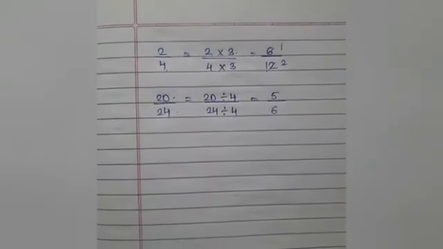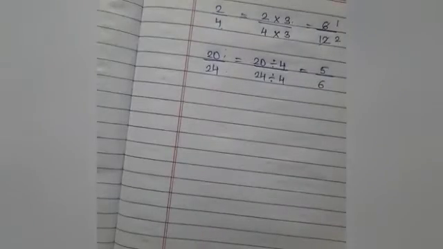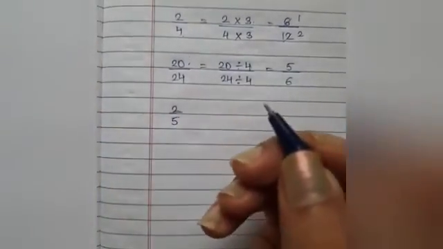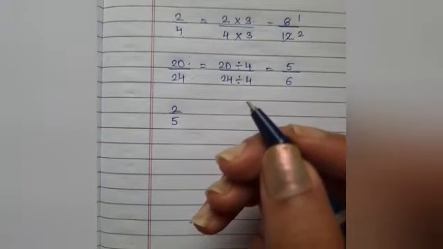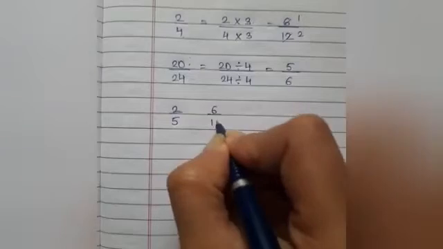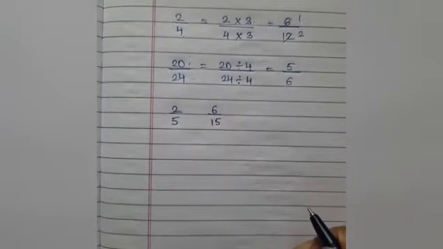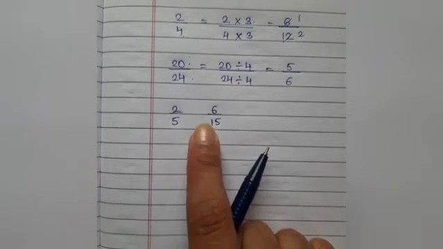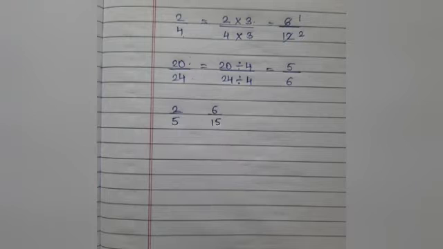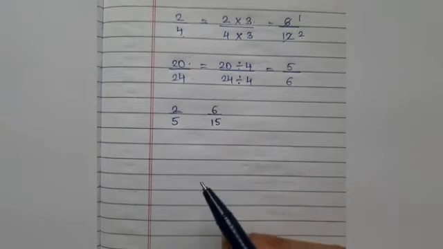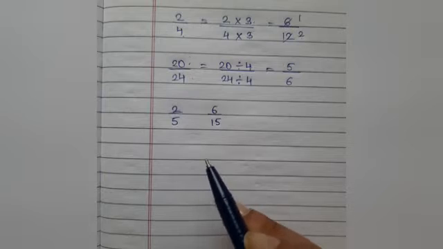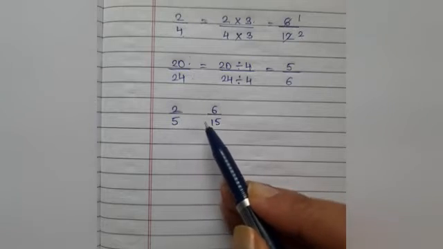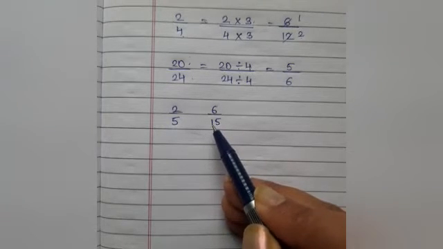Suppose we take the fractions 2 upon 5 and 6 upon 15. In these two fractions, there is a connection. That is, when a particular number is multiplied with the first fraction, then the second fraction will be our answer.